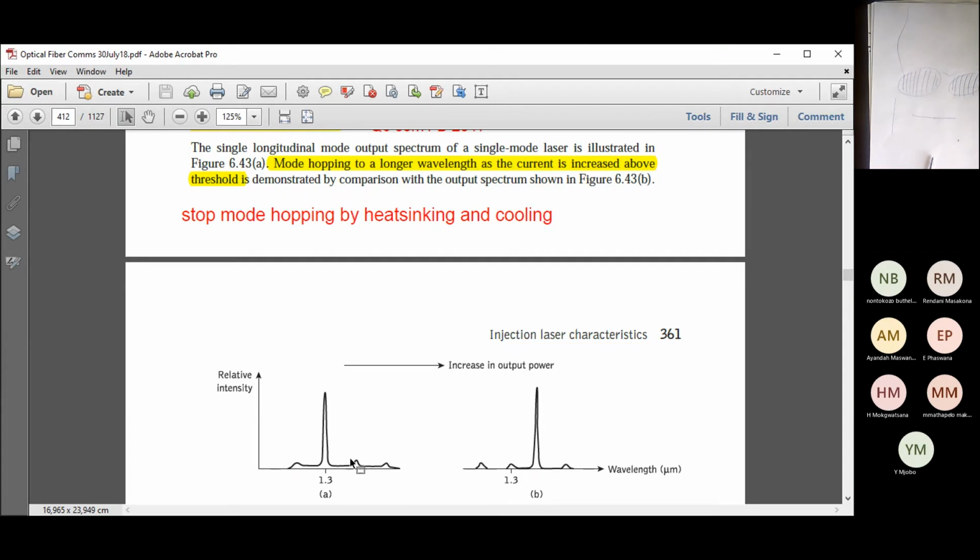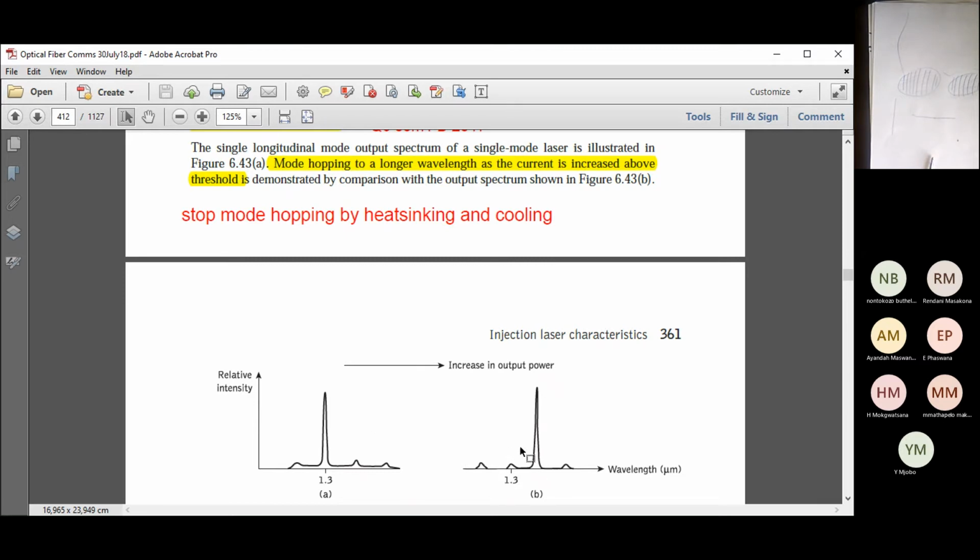The receiver diode at the end of the fiber will not know what to do with this, so the mode frequency will jump from here to there. Mode hopping is when the laser light jumps from one frequency to another. That's usually when it becomes hot. When your laser becomes warmer, it does mode hopping. We don't want it.